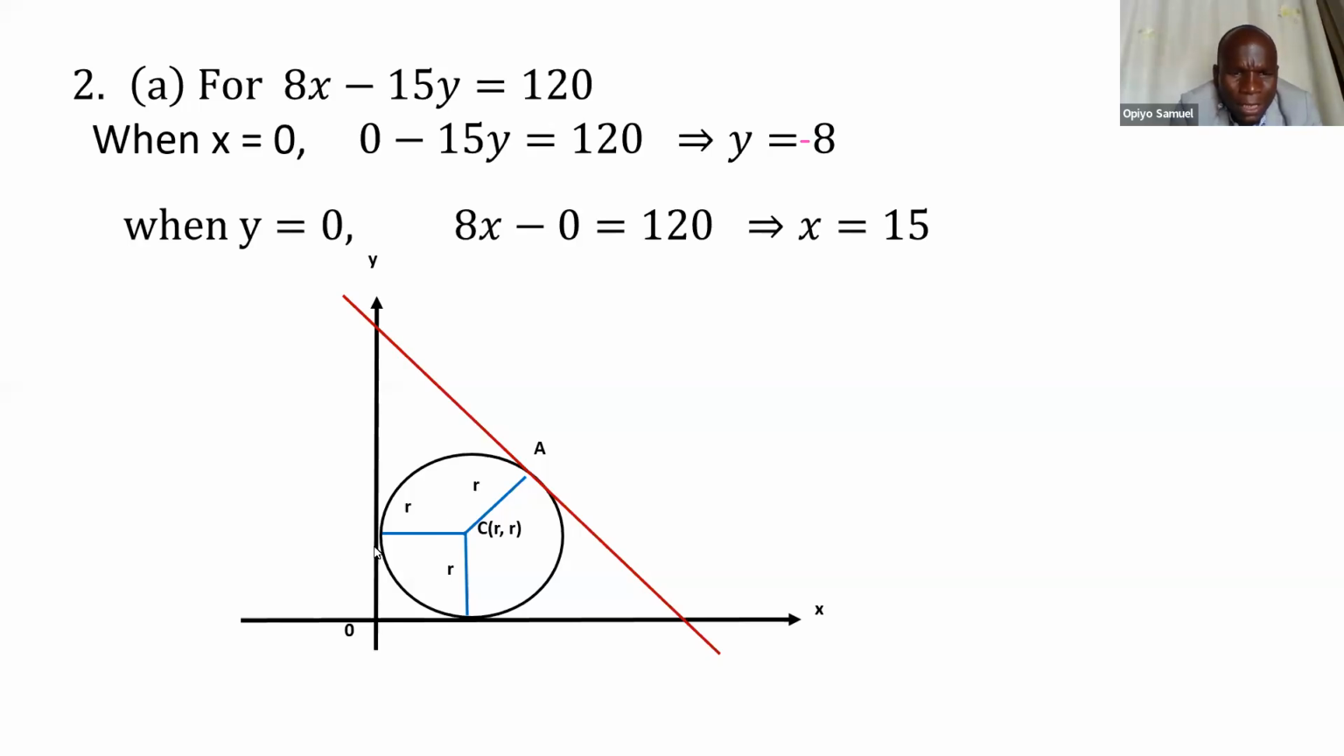And at the same time, the distance from the y-axis, this point, until the center is also the radius. The distance from the center to the point where the line touches the circle is also the radius. So these are three important pieces of information that can help us.